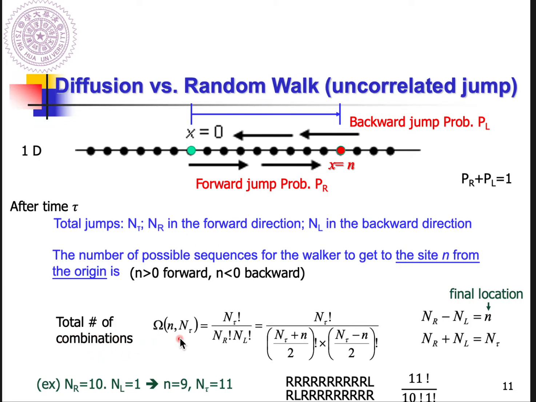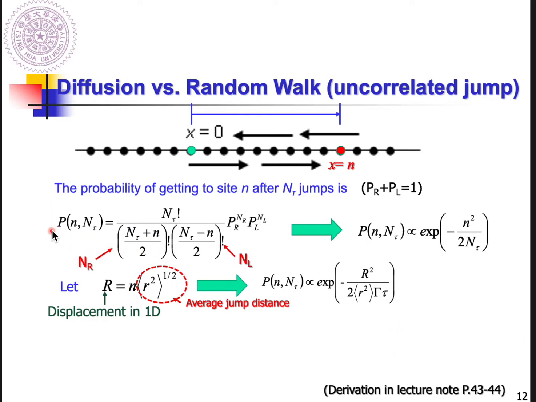You use omega to represent the total possible combinations, which will be factorial of n tau over factorial of nR and factorial of nL. We know nR can be expressed by this equation, and nL can be expressed like this. So we can get the total combination like this, and we just copy the results for this one. This is the total combination, but for the real probability, you need to multiply by the probability of making right or forward jumps. So it's pR to the power nR, and also times pL to the power nL.